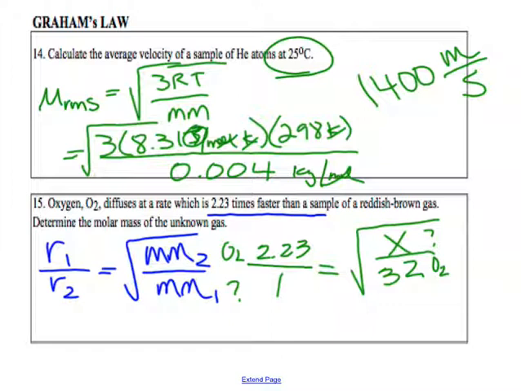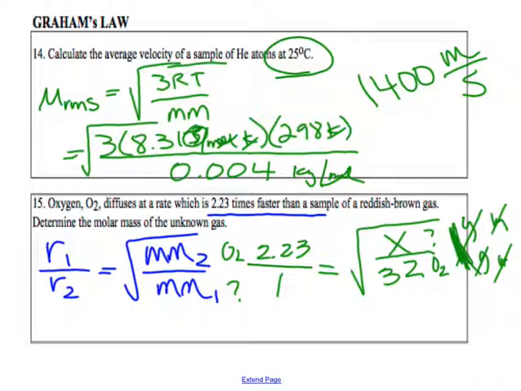Yes. Good question. Do you have to have it in kilograms? Technically, you should, but due to the fact that this is a ratio, they cancel out. So you end up getting gram per mole canceling versus kilogram per mole canceling. Okay? All right. And this is the only scenario where you can ignore the kilograms, when you're in Graham's law.